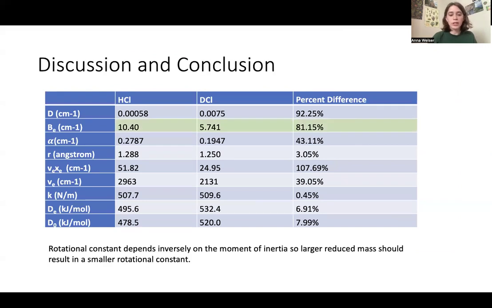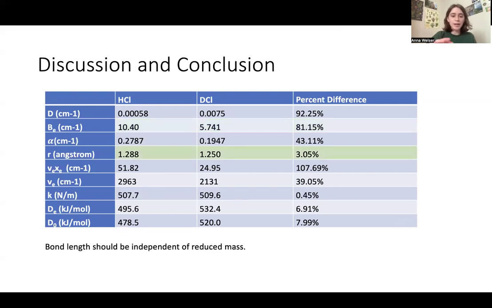Here, let's start by returning to our hypotheses. So the rotational constant did in fact depend inversely on the moment of inertia, and we saw a larger reduced mass resulted in a much smaller rotational constant for DCl compared to HCl, which has about twice the reduced mass of HCl. That makes sense, and we included percent differences just so we can easily identify some trends because we see similar behavior with multiple other variables, D and our anharmonicity.